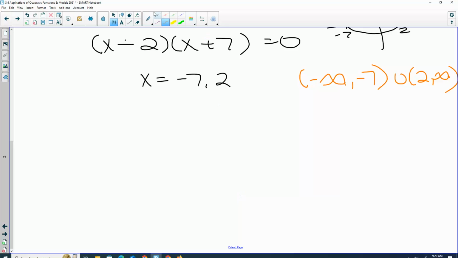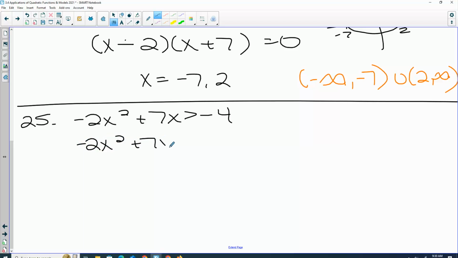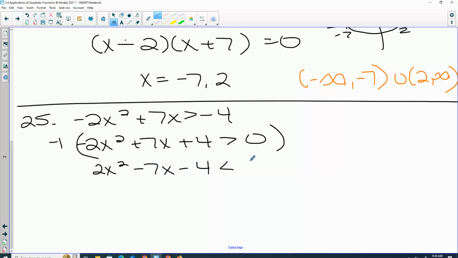Now let's do 25. A suggestion I have, so when you bring this over, it seems like I see a lot more mistakes factoring when you have a negative. If you wanted to get rid of that negative, if you multiply by -1, what does that do to our inequality? It flips it. So you're welcome to do that if you tend to make mistakes with those negatives. You can just make sure if you multiply or divide by a negative, you flip your inequality.